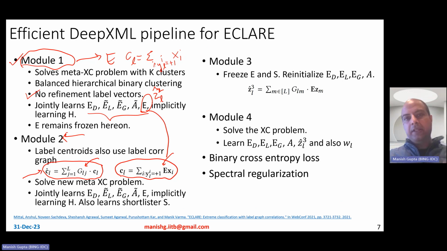And of course, you basically create centroids and the entire K clusters and so on, hierarchical binary clustering. You solve the meta-XC problem and you learn the shortlister S. Okay, so that's the goal for module 2, learning the shortlister S.